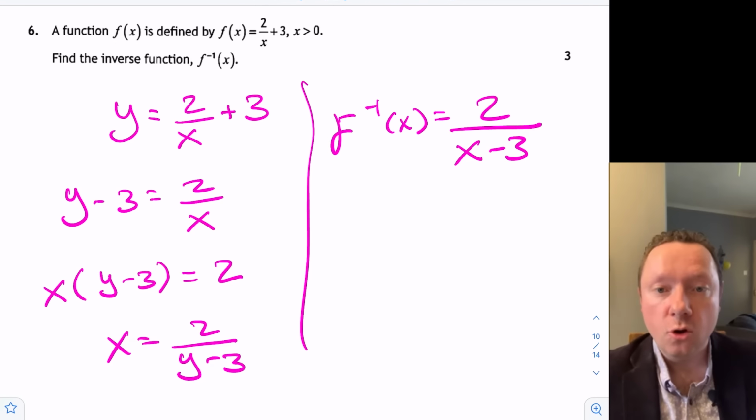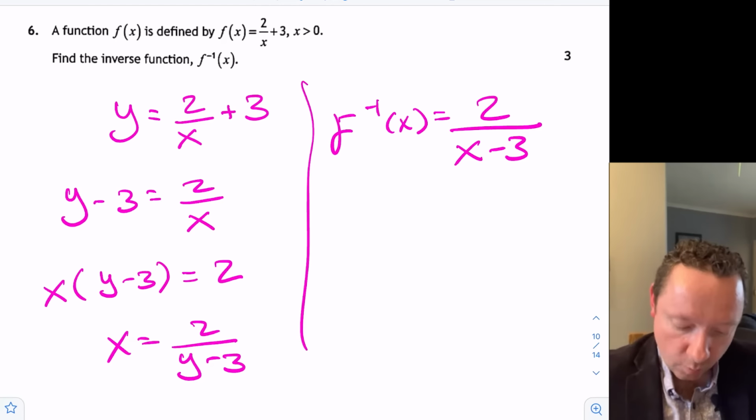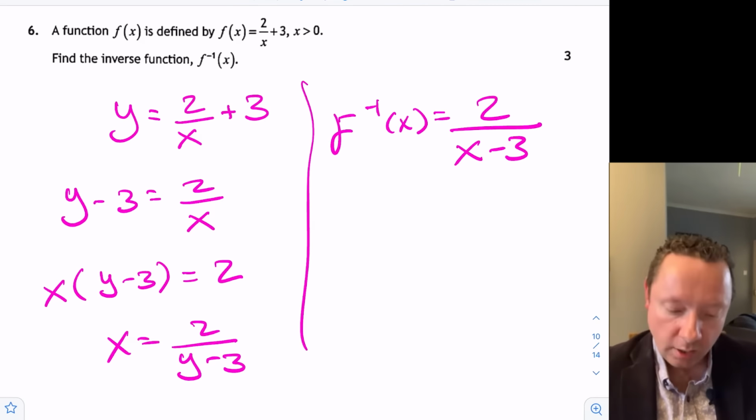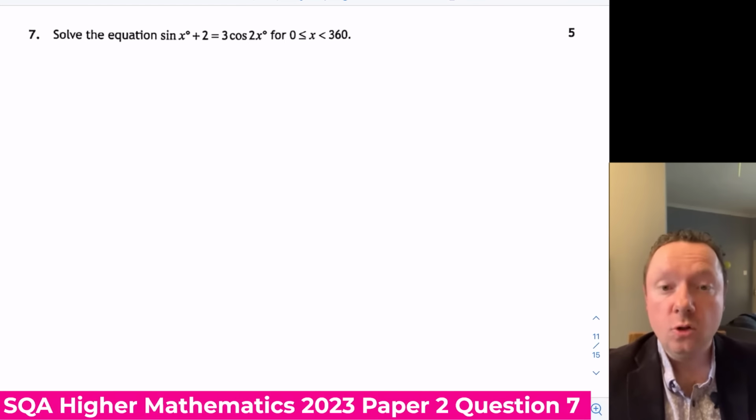Make sure you do not write at any point swapping these back to y and x, because then you'll get an inconsistent answer and you'll lose a mark. SQA Higher Maths 2023, Paper 2, Question 7.